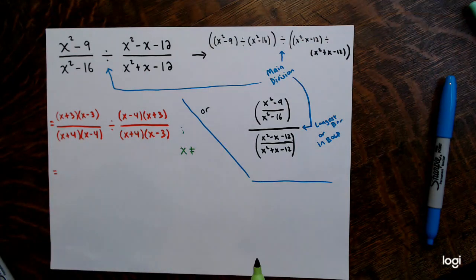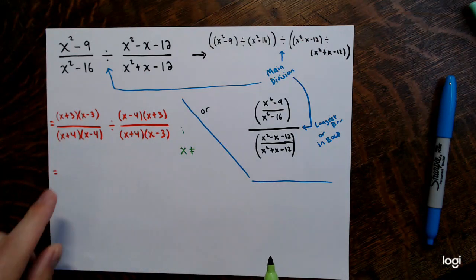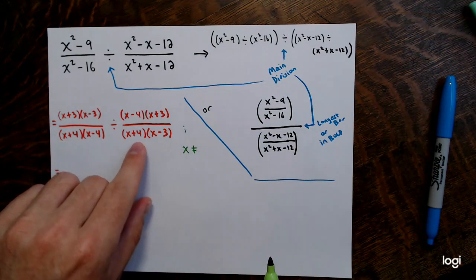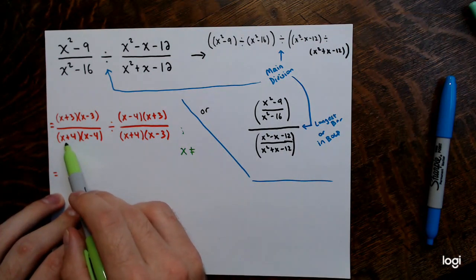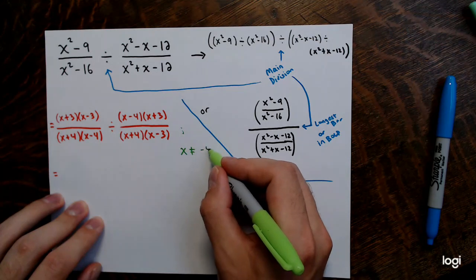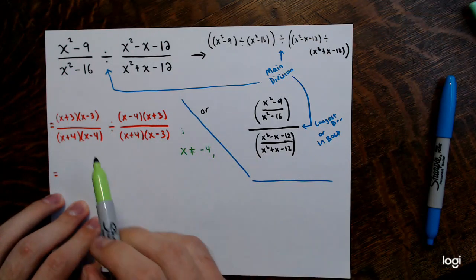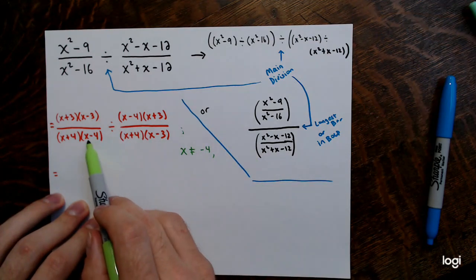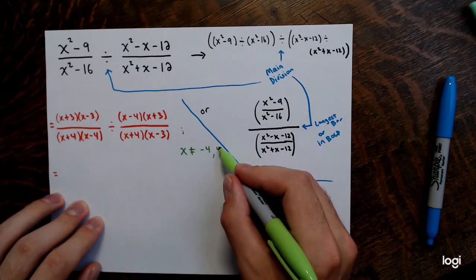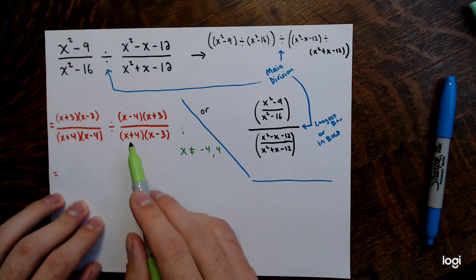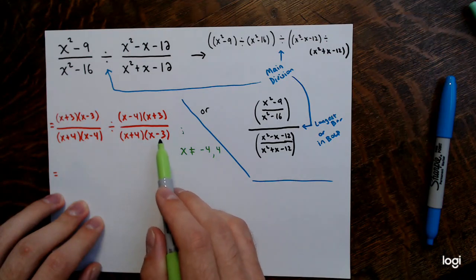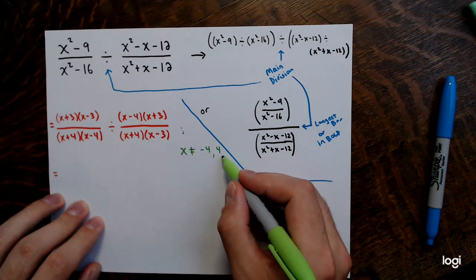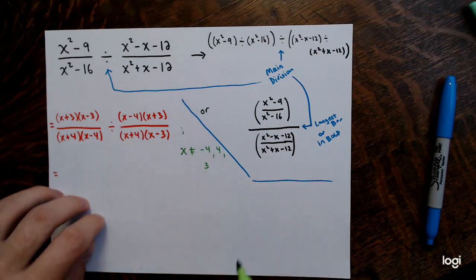So remember, denominators can't be 0. Here I have these two denominators with these factors. This factor x plus 4 is in a denominator, so x can't be negative 4. That'll make that 0. I have a factor of x minus 4 in a denominator, so x can't be positive 4 either. And then in this denominator, I have another factor of x minus 3. So x can't be these numbers right now.